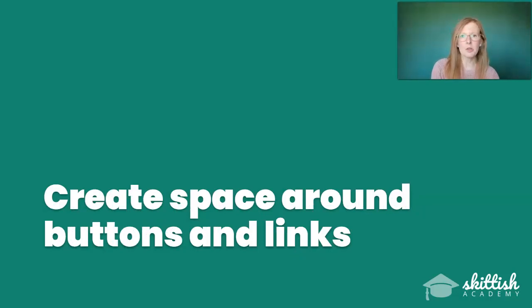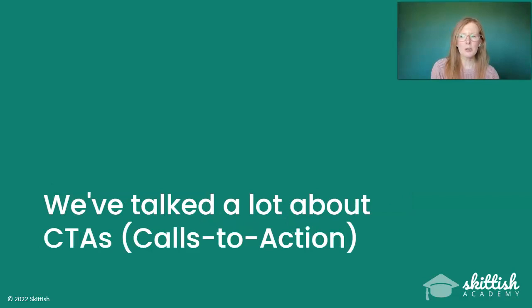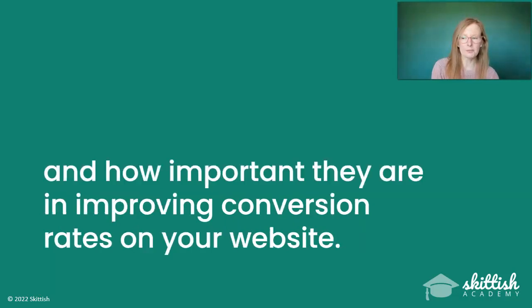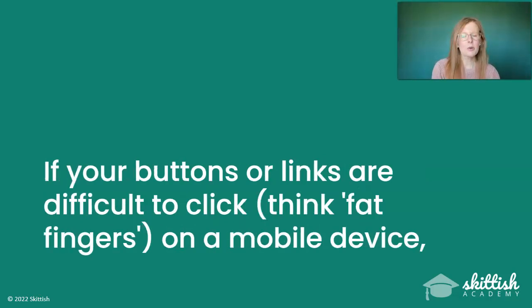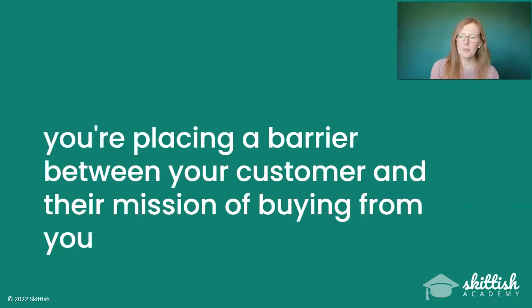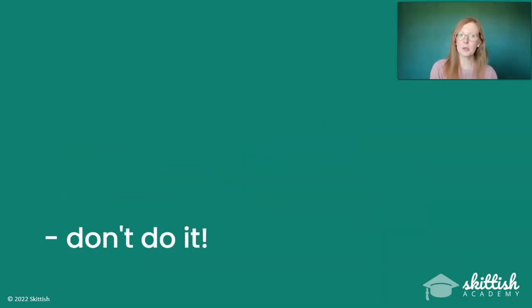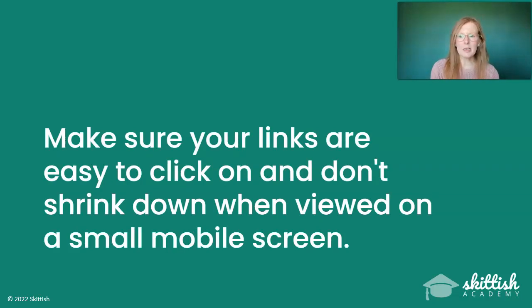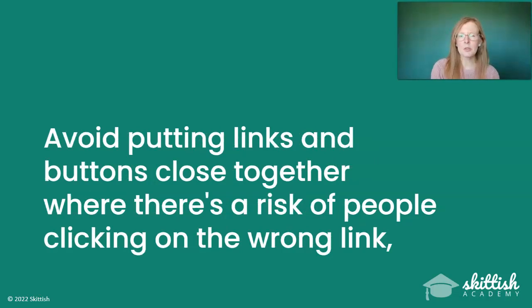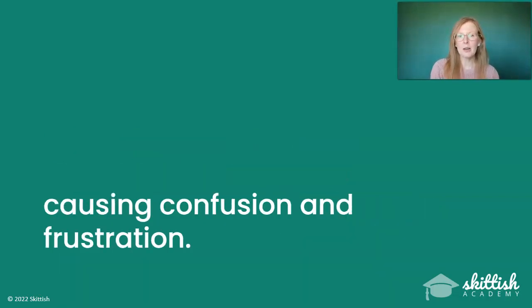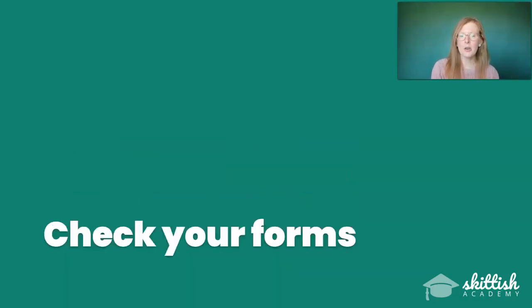Create space around buttons and links. We've talked a lot about CTAs, or calls to action, and how important they are in improving your conversion rates on your website. If your buttons or links are difficult to click, think fat fingers on a mobile device, you're placing a barrier between your customer and their mission of buying from you. Don't do it. Make sure your links are easy to click on and don't shrink down when viewed on a mobile screen. Avoid putting links and buttons close together, where there's a risk of people clicking on the wrong link, causing confusion and frustration.